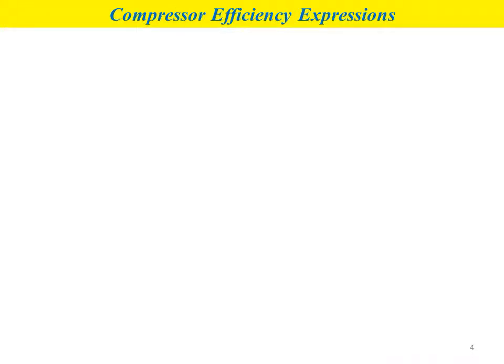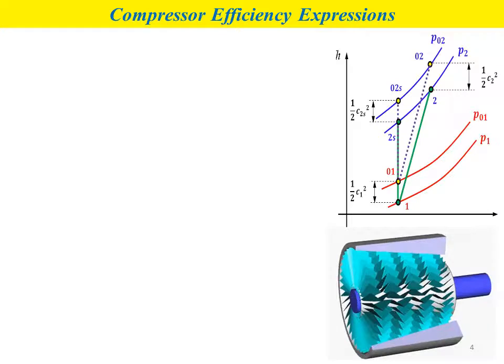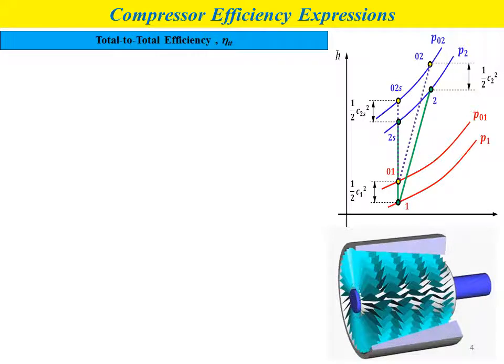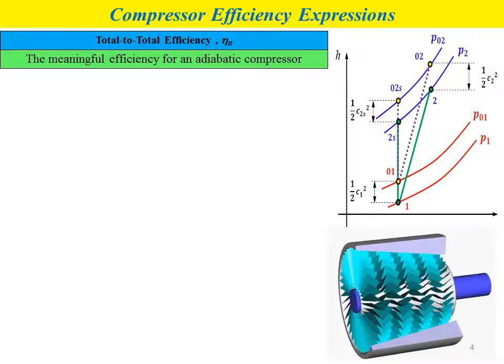For the compressor, there will be compressor efficiency expressions based on the function of the compressor, similar to the turbine. The first expression in terms of efficiency for the compressor is total to total efficiency, mu tt, where this efficiency is the meaningful efficiency for an adiabatic compressor. So if you are asked to determine the efficiency of the compressor, you need to refer to the total to total efficiency equation.